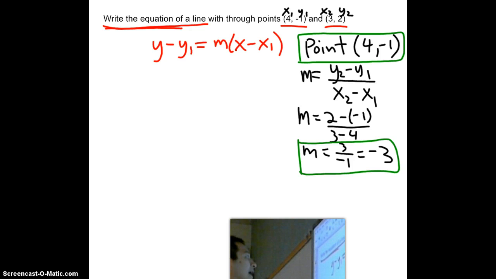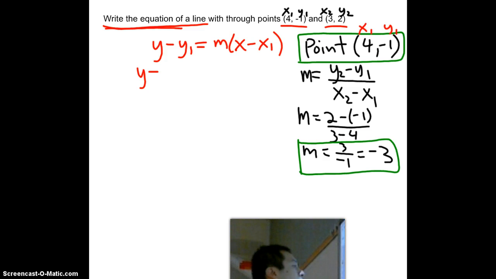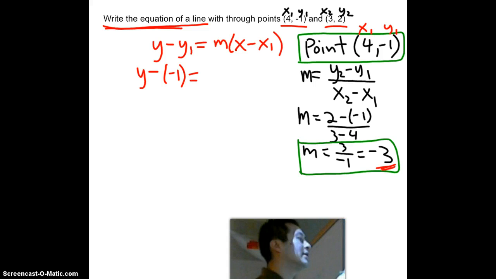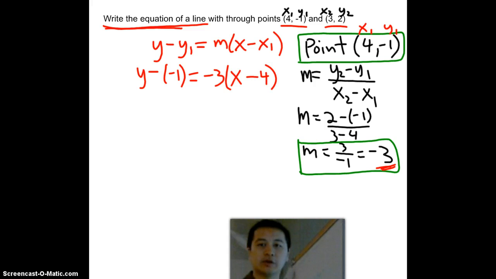Let's plug them in real fast. Y minus y1. What's my y1? Over here. I'm going to call this x1, y1. Minus a negative 1 equals m. Where's my m? Right here. Negative 3, times x minus 4. There you go. Distribute, simplify, and you're done.